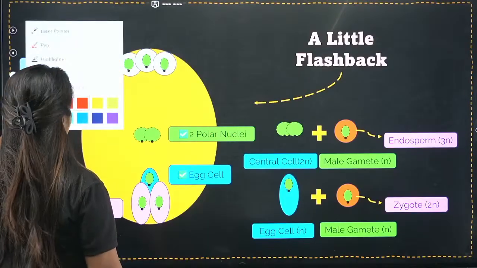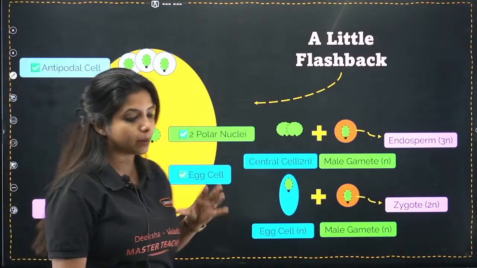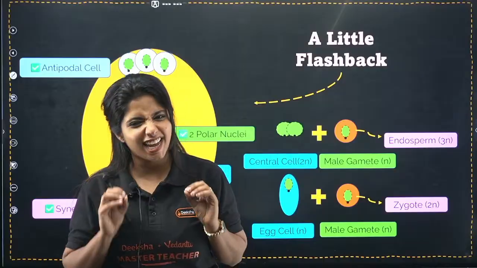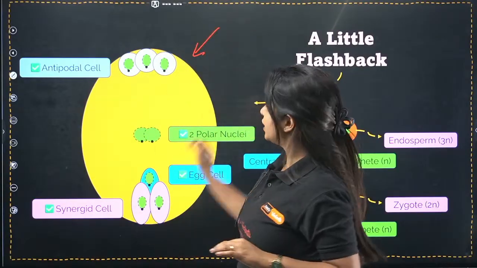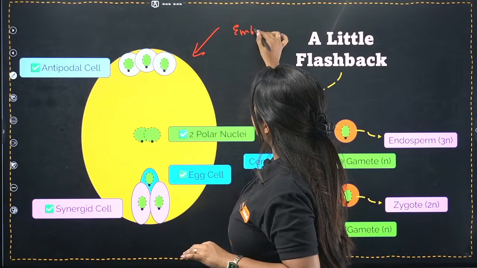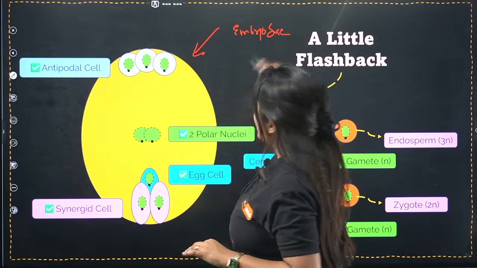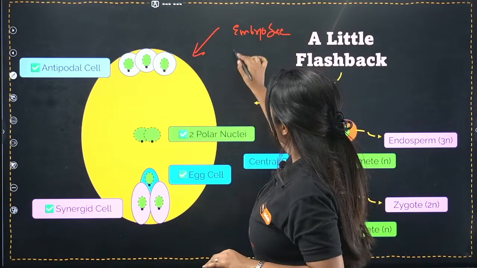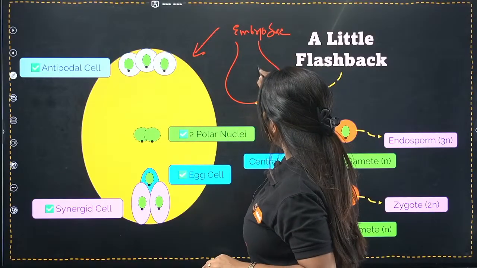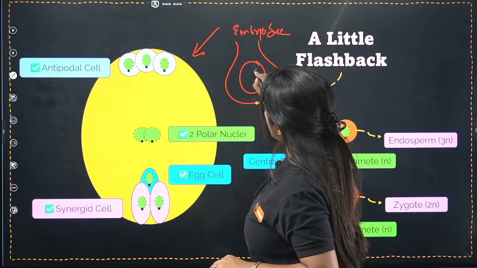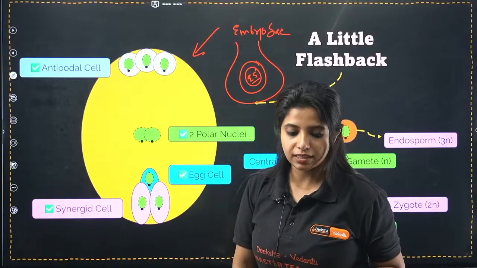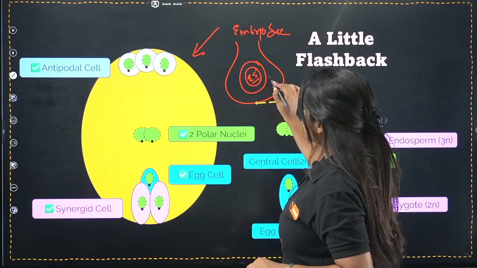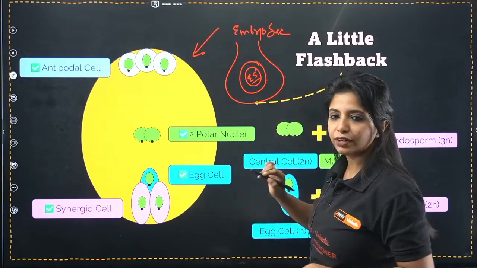We'll just have a quick recap of what exactly is double fertilization, otherwise you will not understand anything. So listen to me very carefully. This particular thing that you see right over here is your embryo sac. And where is the embryo sac? Over here you have the ovary, inside that we have the ovule, and inside the ovule we have the embryo sac, where the female gamete is. So this is the embryo sac, this is the ovule, and this is the ovary.